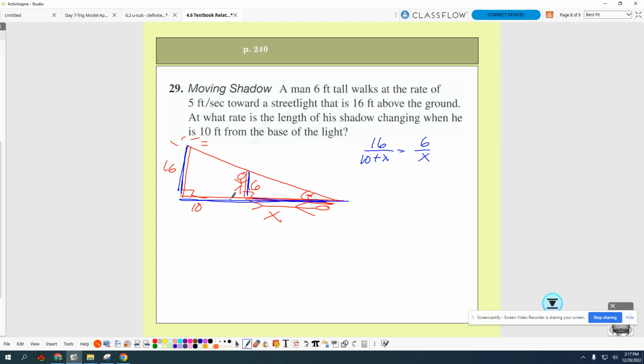Does that mean the shadow is changing at 5 feet per second? The length of X from the lamp post. But, all right.